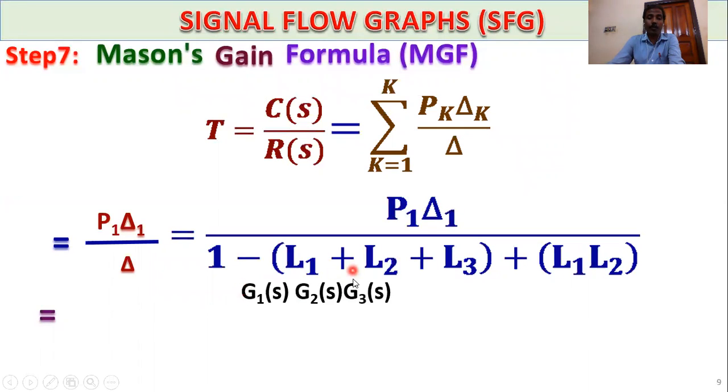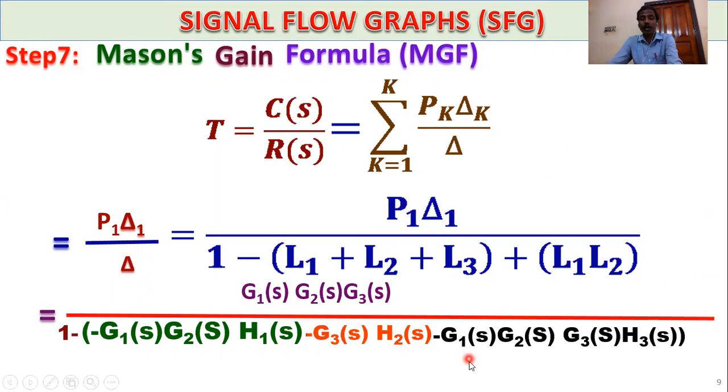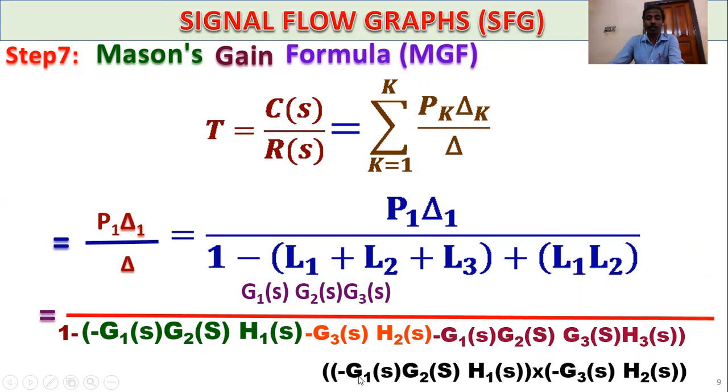Then put the value of P1. P1 equals what? P1 equals, already proved, G1 into G2S into G3S. Then 1 minus, put G1, L1. L1 equals G1S, G2S, and H1S. And L2 equals minus G3 into H2S. L3 equals G1S, G2S, G3S, H3S. And L1 into L3 equals minus G1, G2, H1 into minus G3S into H2S. So this is the transfer function for the given block diagram using Mason's gain formula.